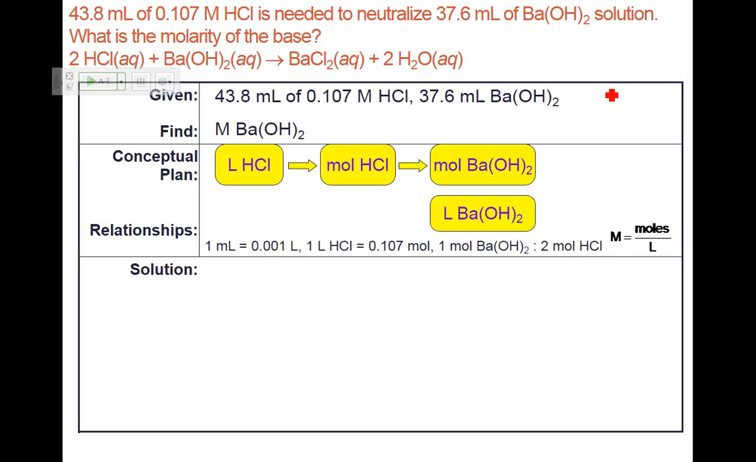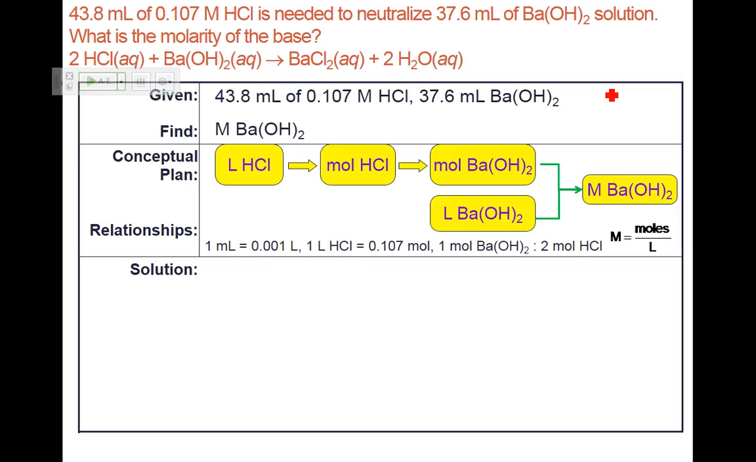I also know my milliliters of solution. I'm going to have to convert it to liters. And remember, my molarity is just moles over liter. So I can calculate my concentration of my barium hydroxide solution by doing this. And then I have my relationships. I know it takes 1,000 milliliters for every liter. That's just my relationship we need to know.